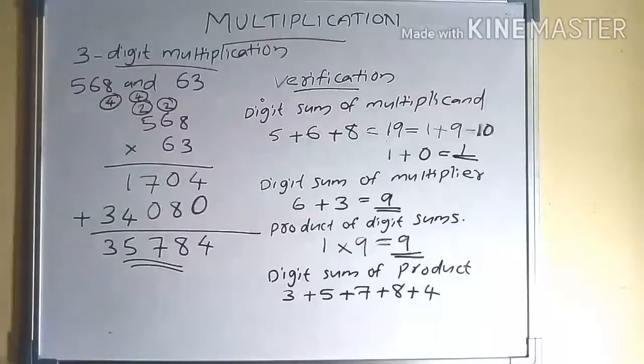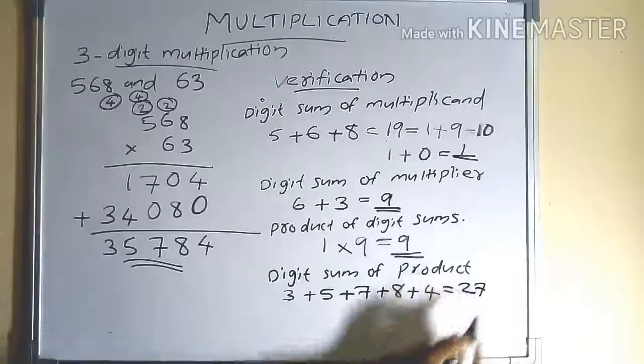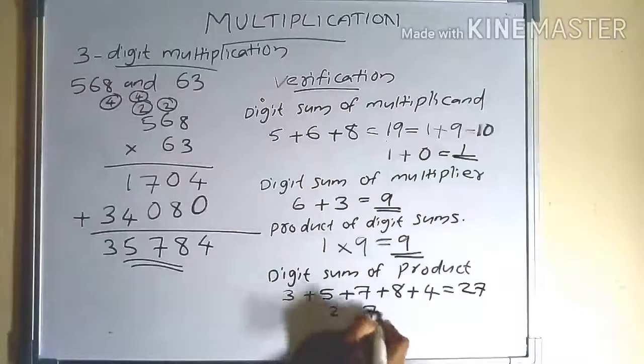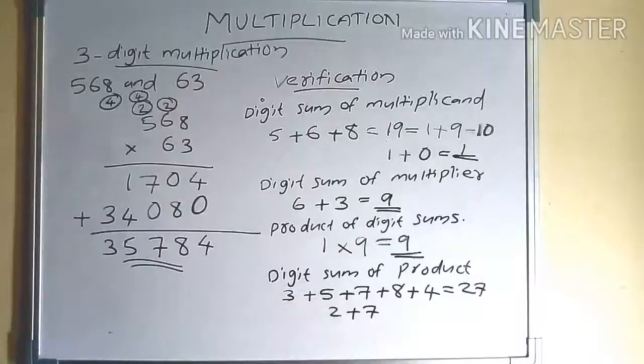First we add 3 plus 5. What is the answer? 3 plus 5? 8. 8 plus 7? 15. 15 plus 8? 23. 23 plus 4? 27. Okay, 27 is a two-digit number. So, split this into 2 and 7. Okay, next we add 2 plus 7. What is the answer? 2 plus 7? 9.